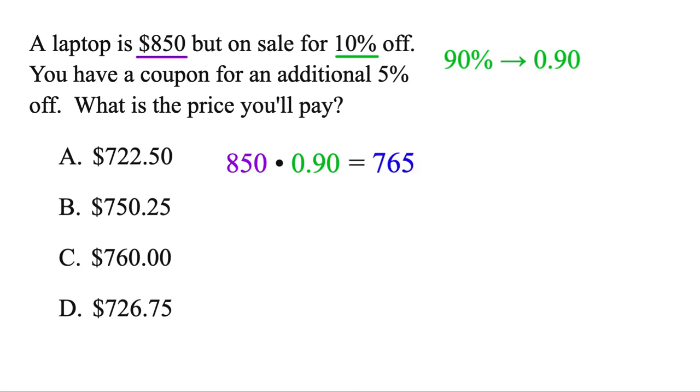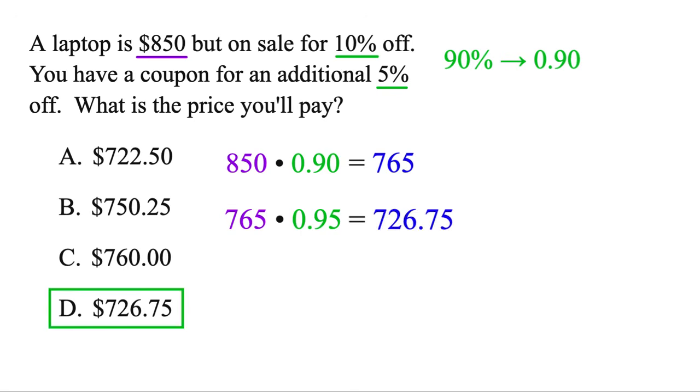That'll give us $765. But from here, we're then going to take an additional 5% off. But 5% out of 100, we're going to pay 95%. And then multiplying those two, that'll give us our final $726.75. So that's it there.